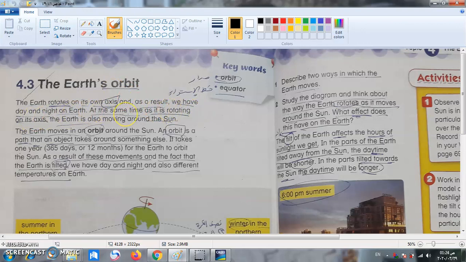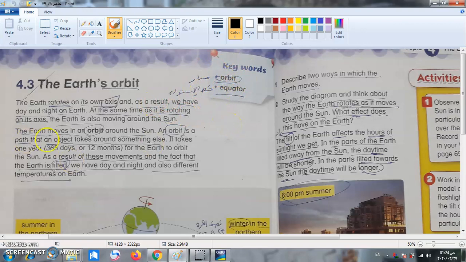So we have day and night because the earth rotates on its what? On its axis. Very good. At the same time as it is rotating on its axis, what happens next? The earth is also moving around the sun. So as a result that the earth rotates on its axis, we have 2 points. Number 1, that we have day and night, and number 2, that the earth also moving around what? The sun. In what? In an orbit. In an orbit. في مدار حول الشمس.